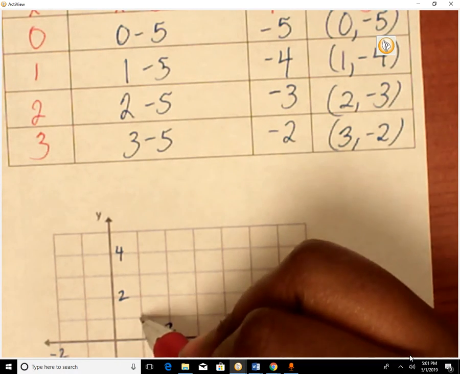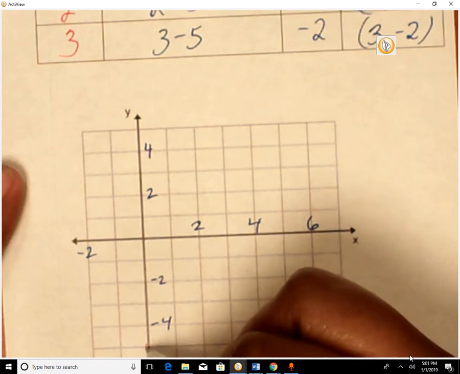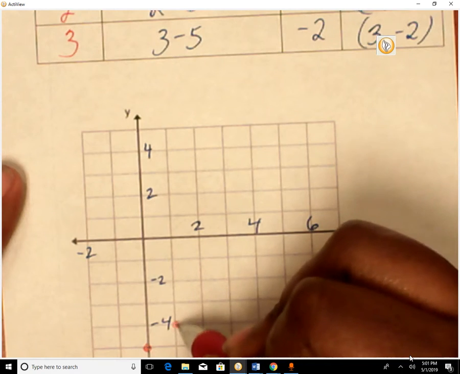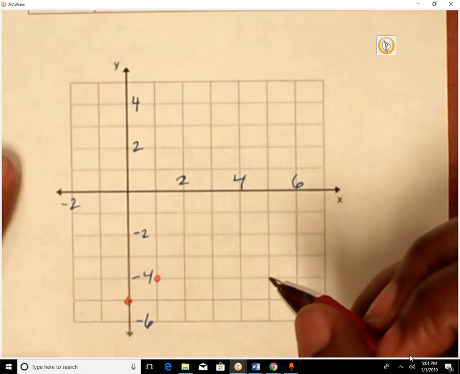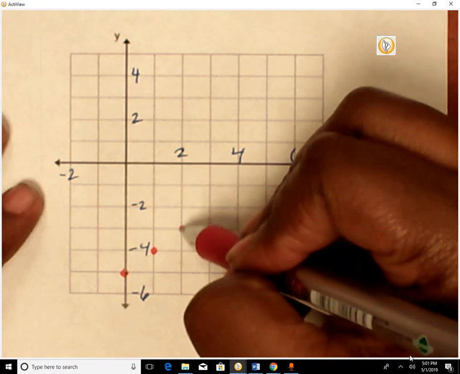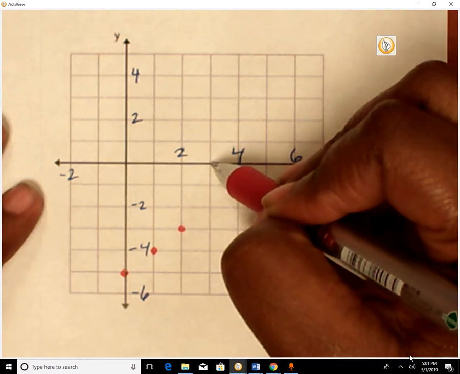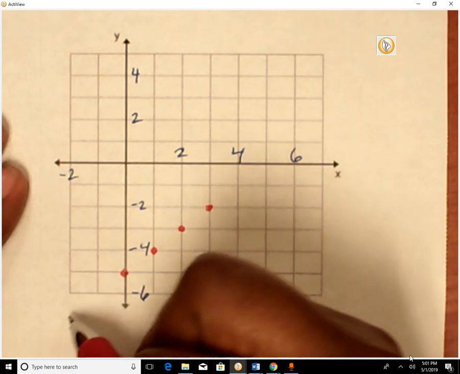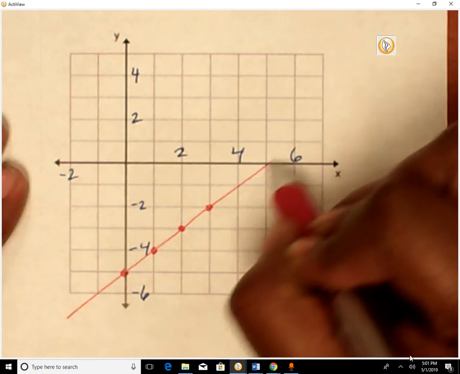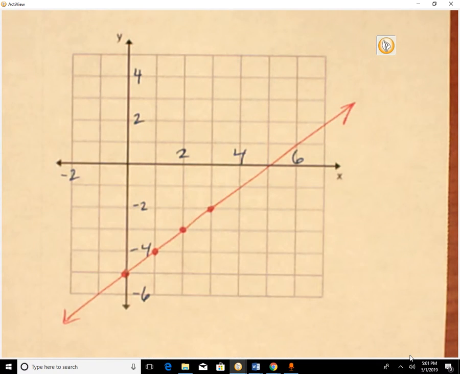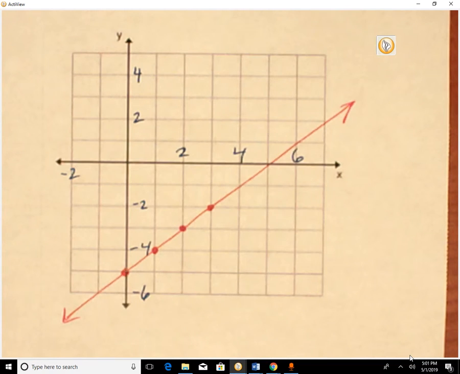So 0 and then down to negative 5. 1 to negative 4. Our next one is 2 down to negative 3. And then finally 3 and negative 2. And we're going to, once again, draw a line because this is a function and we need to draw a line. Oh, and we're good.